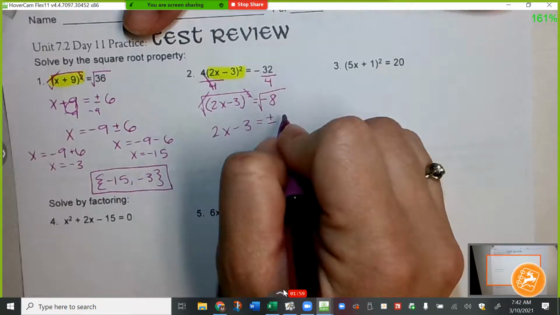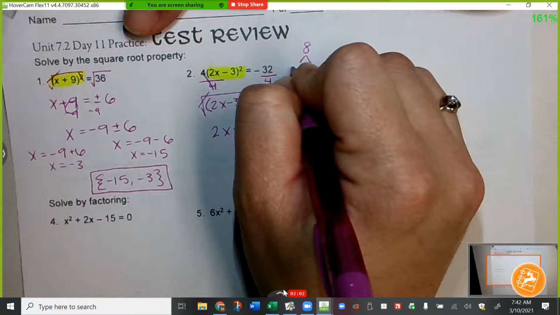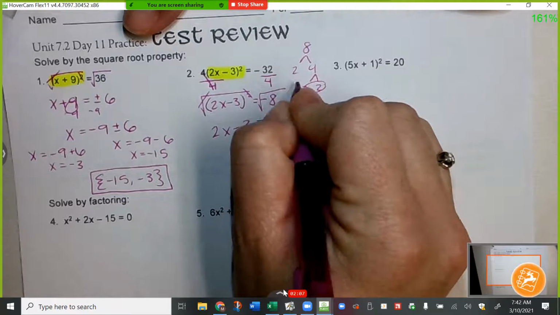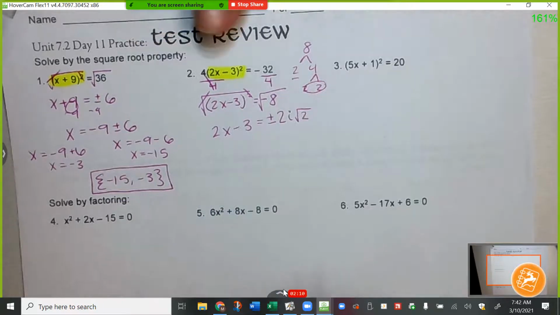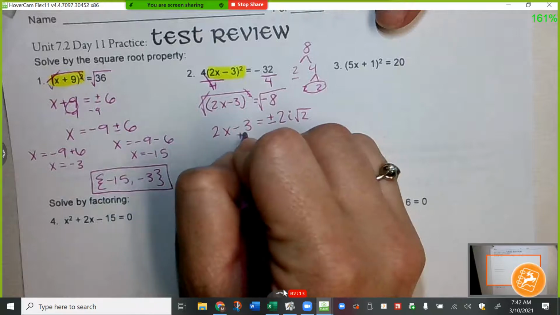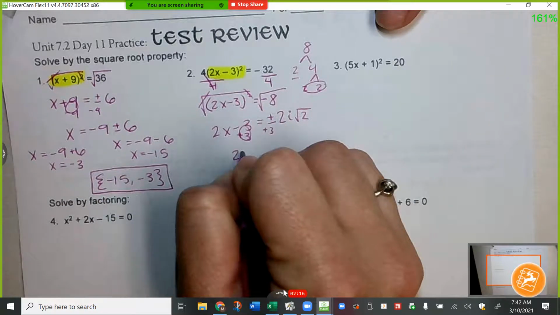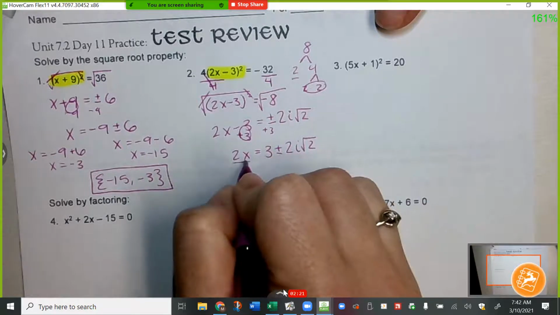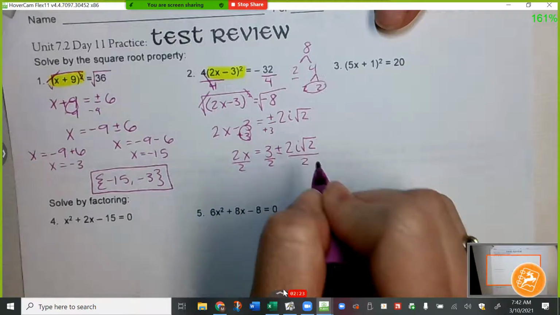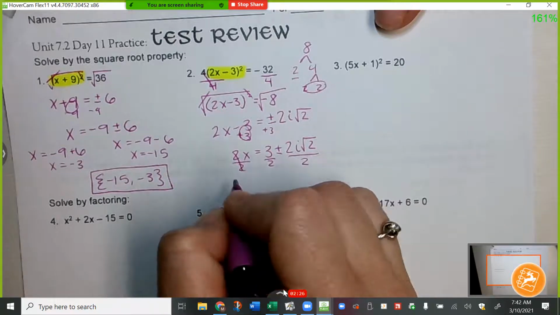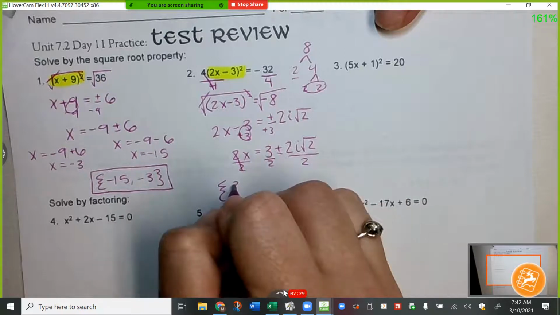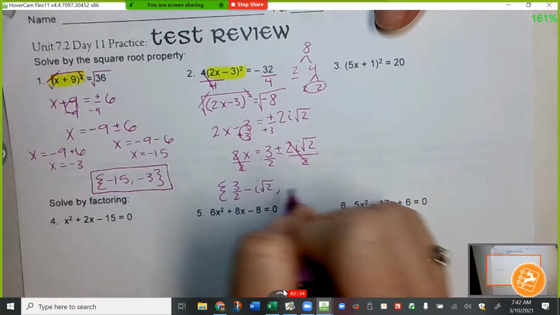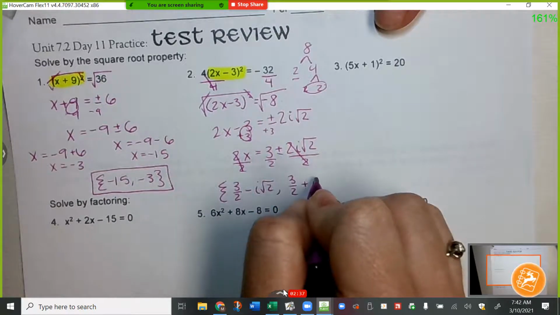Well, it's going to be an i, and let's break down 8. 8 is 2 and 4, which is 2 and 2. So we have a pair of 2 and a leftover 2. So I'm going to add 3 to both sides, and I get 2x equals 3 plus or minus 2i square root of 2. Divide by 2, and I'm going to go ahead and separate because this simplifies, and I get 3 over 2 minus, well, these 2's cancel, i square root of 2, and 3 over 2 plus i square root of 2.